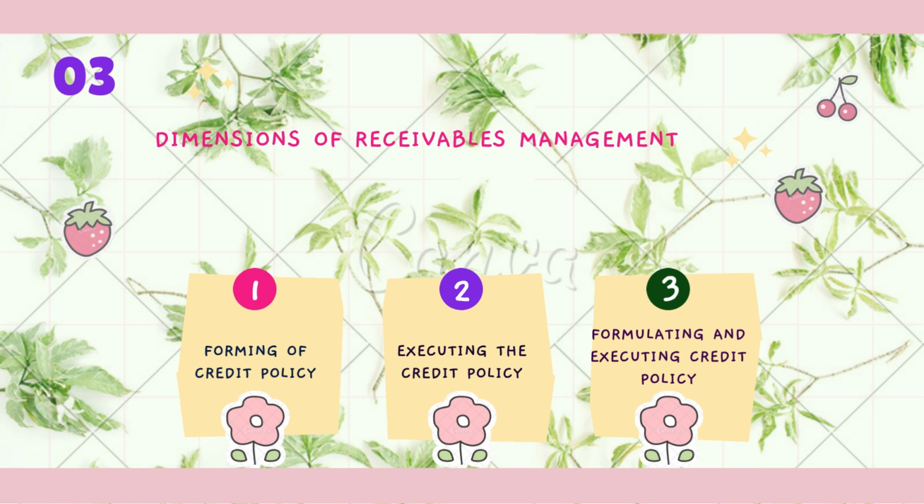Second one is executing the credit policy. In this, we have to take into consideration collecting credit information. Information has to be gathered about the customer, where we have to know about the financial position of the customer, whether he is able to pay the amount or not. As it includes the bad debts, they should be reduced. So we have to collect the credit information related to the customers so that we can avoid the bad debts.